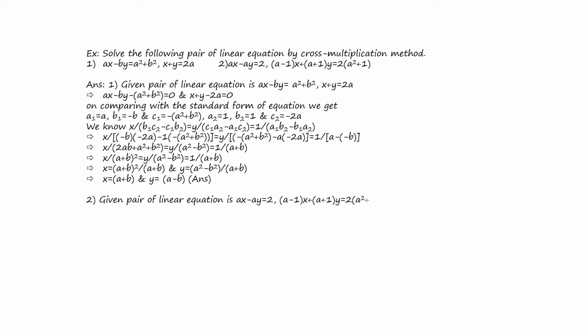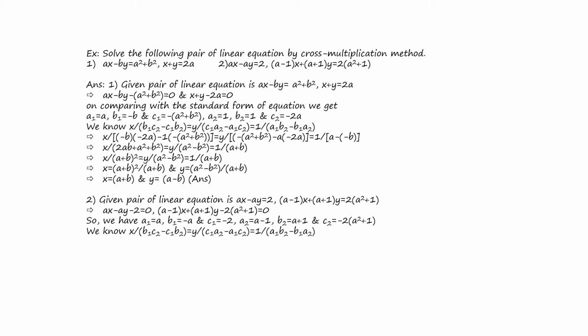The given pair of linear equations is ax minus ay equals 2, and (a minus 1) into x plus (a plus 1) into y equals 2 into (a square plus 1). We can write it as ax minus ay minus 2 equals 0, and (a minus 1) into x plus (a plus 1) into y minus 2 into (a square plus 1) equals 0. So we have a1 equals a, b1 equals minus a, c1 equals minus 2, a2 equals a minus 1, b2 equals a plus 1, c2 equals minus 2 into (a square plus 1).